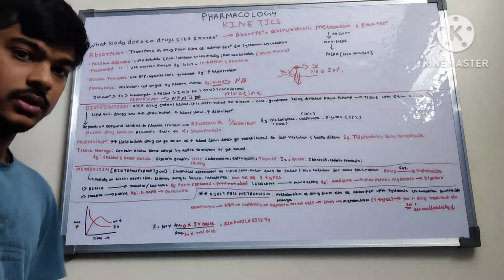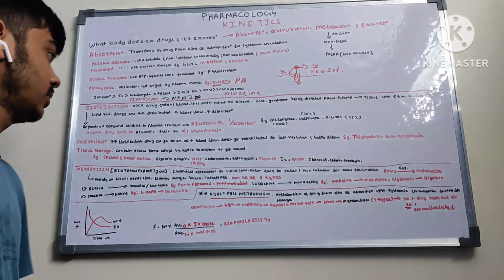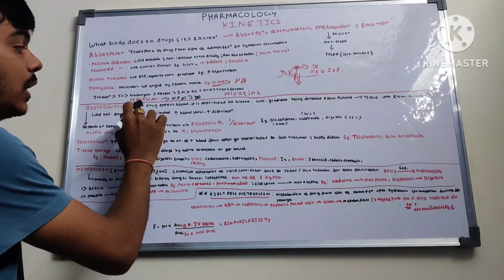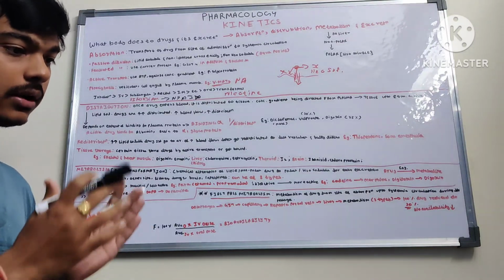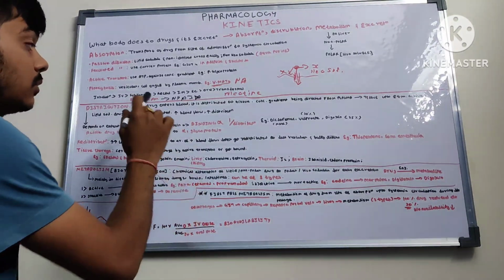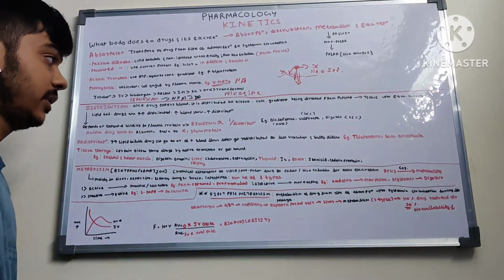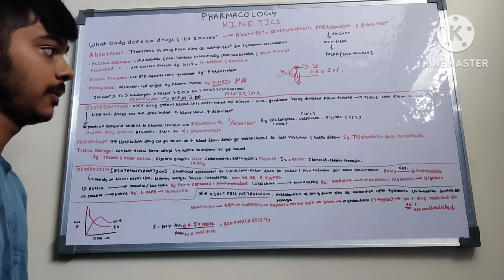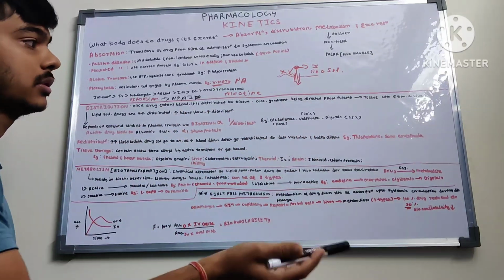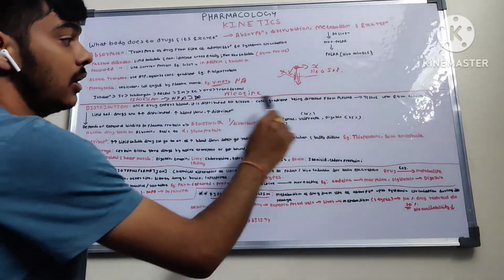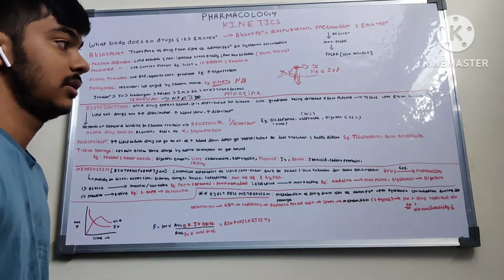Now we'll come to distribution. So what is happening in distribution? Here it says once the drug enters the blood. In absorption, the drug has entered the bloodstream. So once the drug enters the bloodstream, its distribution to tissues occurs through the concentration gradient, directed from the plasma.